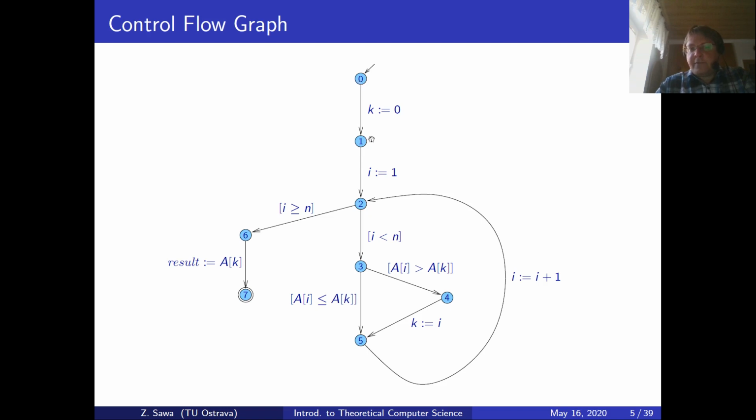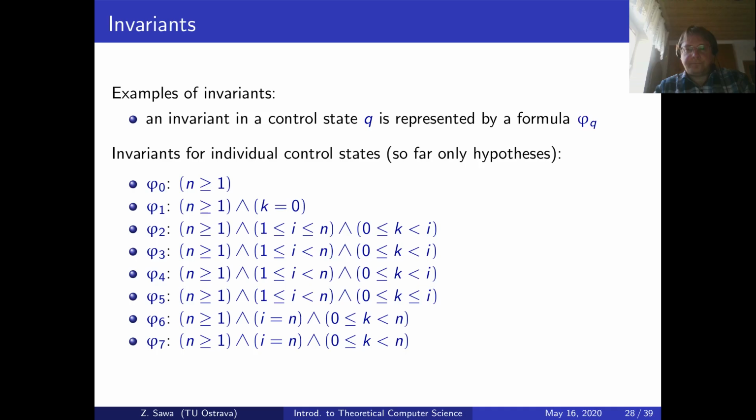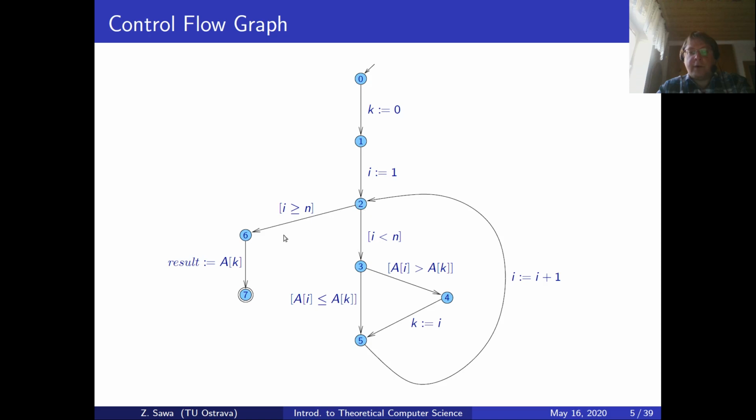So one possible way how we can do it is to try to formulate as a hypothesis for each of these control states some invariants that would specify the relationships between the values of variables in the given state or in the given position. Let's say for state 0 we will have this formula phi 0, for state 1 formula phi 1, for state 2 formula phi 2, for state 3 formula phi 3, for state 4 formula phi 4, and so on.